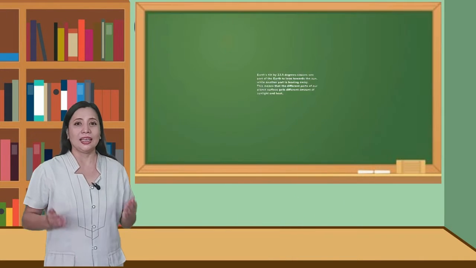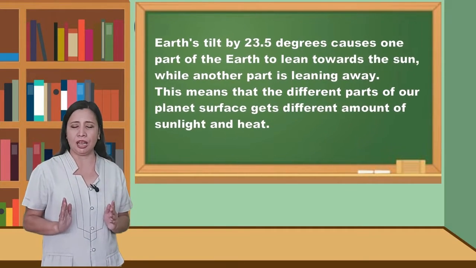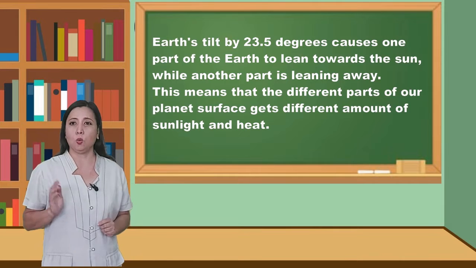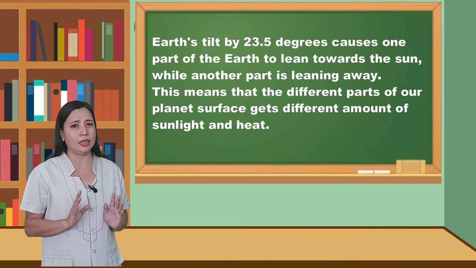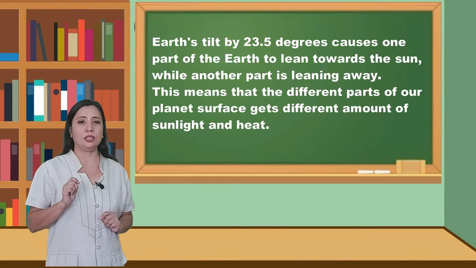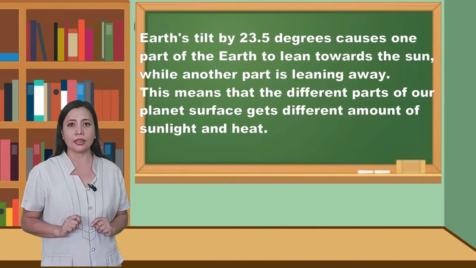As the Earth is both rotating and revolving around the Sun, it is not sitting straight up and down. The Earth is tilted on its axis. Can you guess how many degrees the Earth is tilted on its axis? Yes, correct. Its axis is tilted by 23.5 degrees, and its tilt causes one part of the Earth to lean towards the Sun while another part is leaning away. This means that the different parts of our planet's surface get different amounts of sunlight and heat.